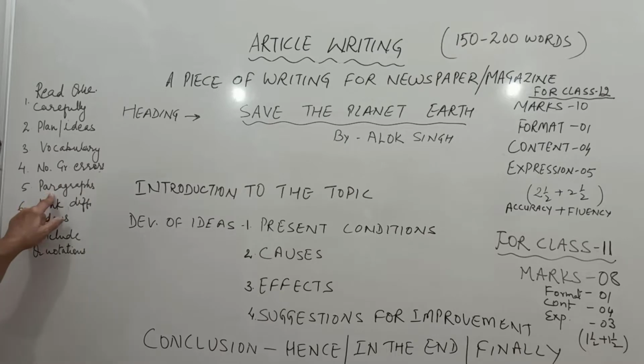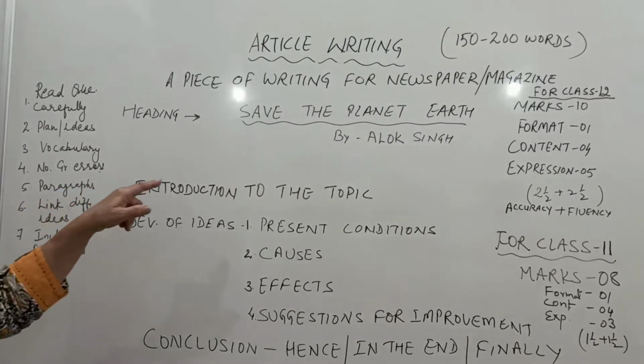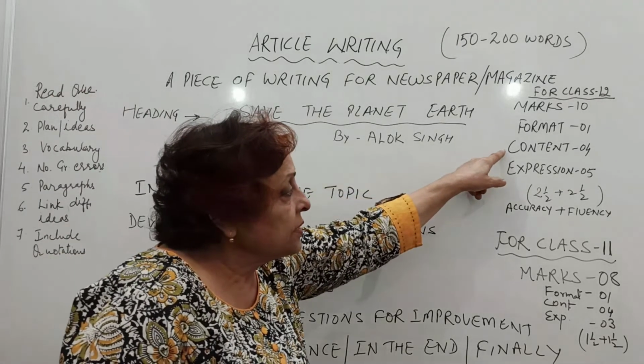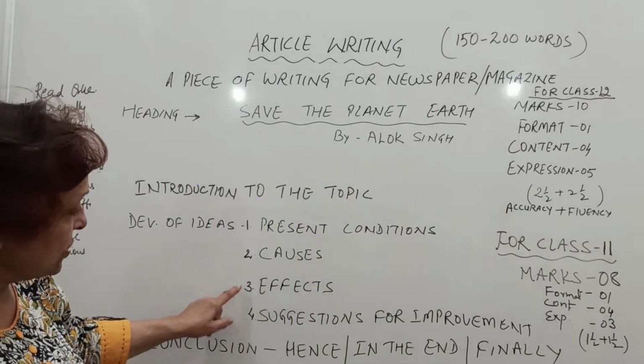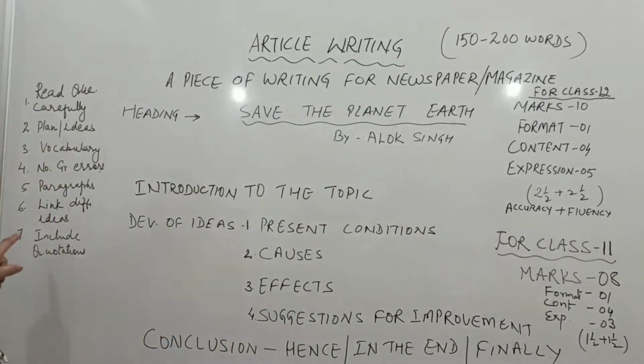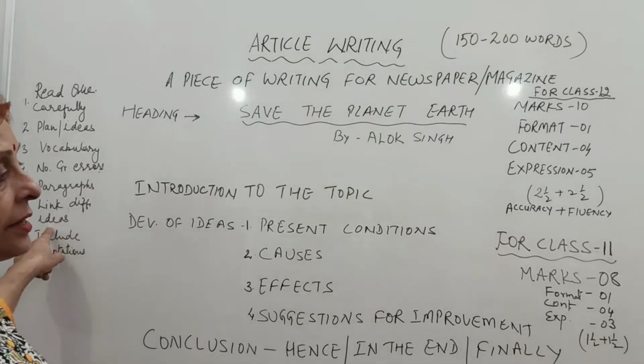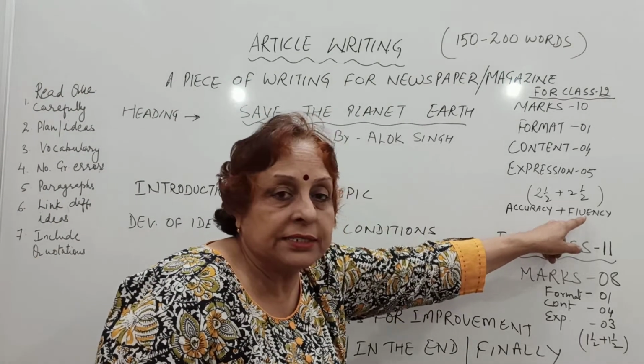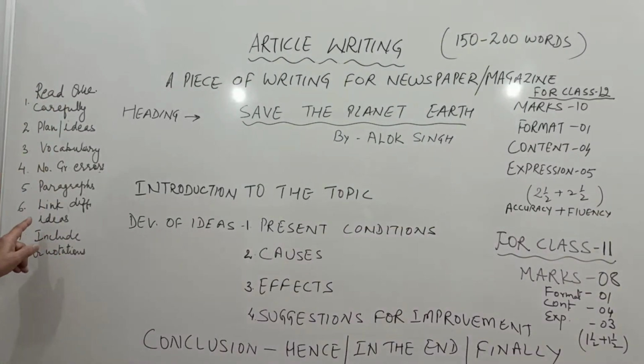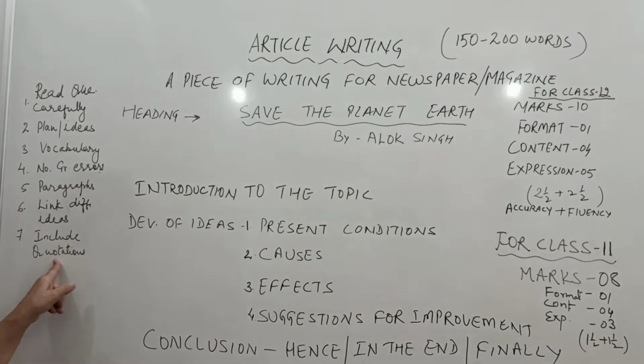Then you will decide about the paragraphs. For example, there are 4 marks for content. We should have 4 paragraphs with different ideas. Then we must link the different ideas, that is linking the ideas, that will be fluency. How nicely we are writing one after the other sentence or one after the other idea being expressed. Then you may include quotations in any of the paragraphs or you may even end with the paragraph.